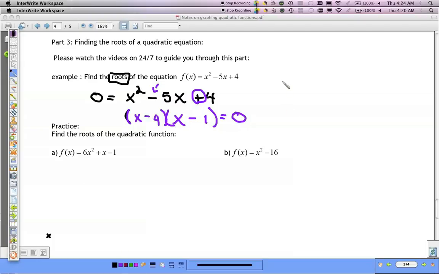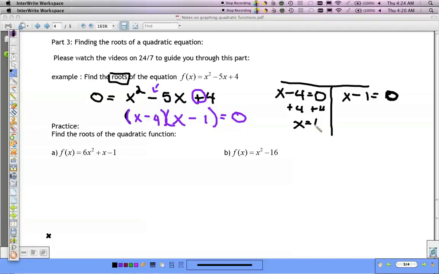Alright, so I'm going to go ahead and tee off. I'll do it over here. On one side of my t, I'm going to write x minus 4 equals 0. And remember, I have to do that because one of the factors has to be equivalent to 0 for it to multiply to 0. And then I have x minus 1 equals 0. And I'll solve both of those equations individually. So add 4, and I have x equals 4 is one solution. And I'll add 1, and I have x equals 1.